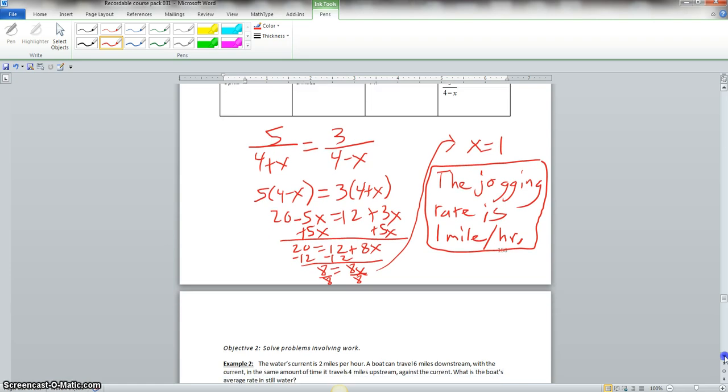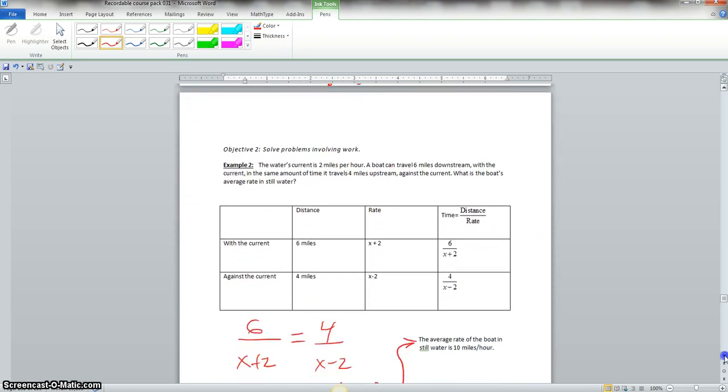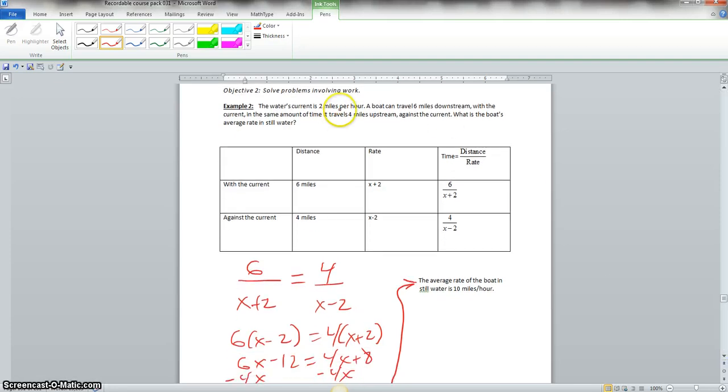Now we go to the next problem, example 2. Again, I wrote another box. It says the water's current is 2 miles per hour. A boat can travel 6 miles downstream with the current in the same amount of time it travels 4 miles upstream against the current. What is the boat's average rate in still water?